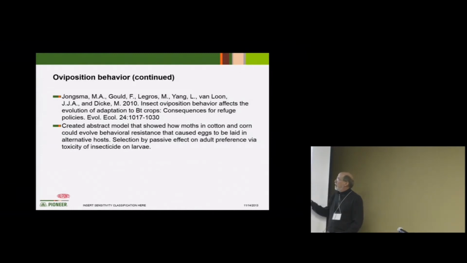Similar work was done in the Netherlands with the help of Fred Gould, and this was a more abstract model that also looked at how adult preference for location in the landscape for oviposition could be evolving.